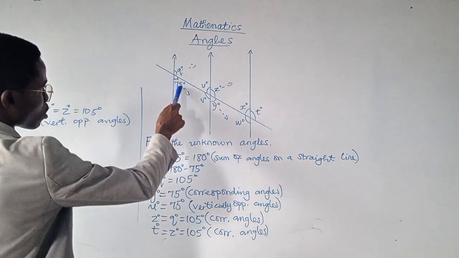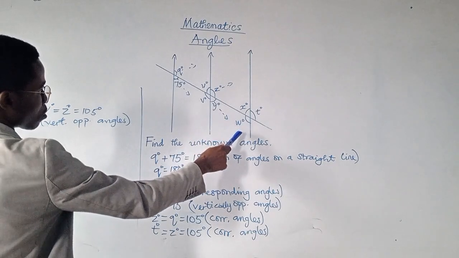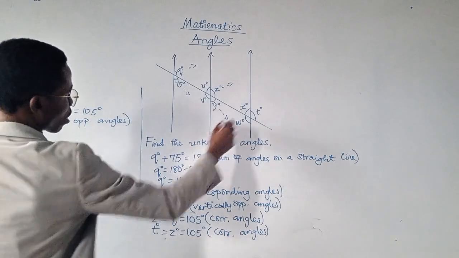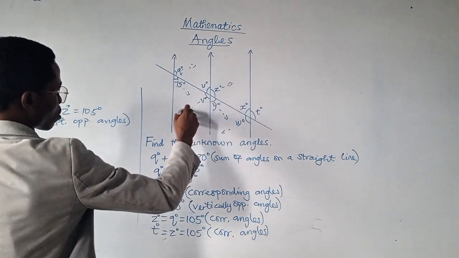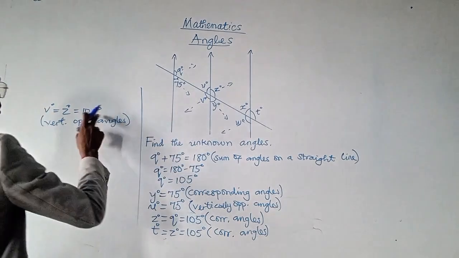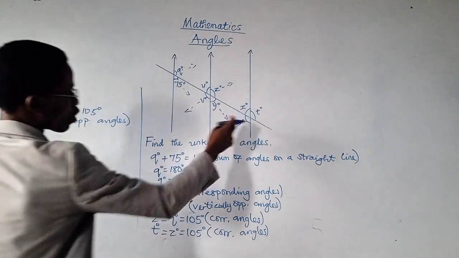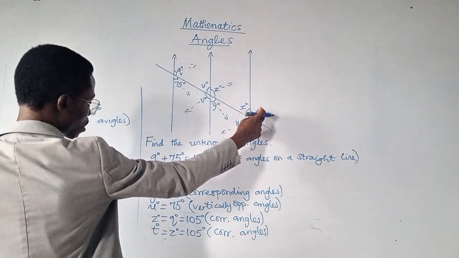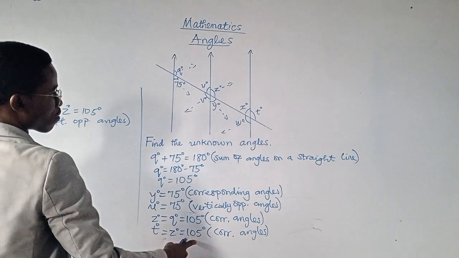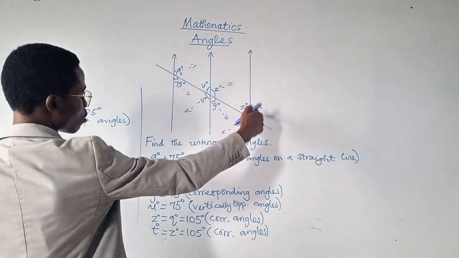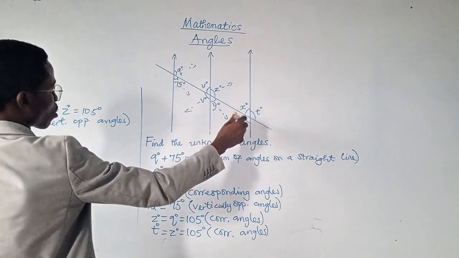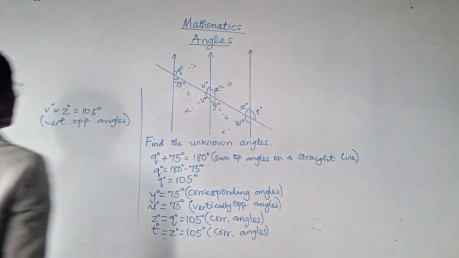The same way we solved V, we can solve W, because they are corresponding angles. You can say W equals V. What was our V? 105. Likewise, we can say W equals T. What was our T? T was 105. So you can say W equals T, which are vertically opposite angles, or W equals V, which are corresponding angles. They are still saying the same thing.